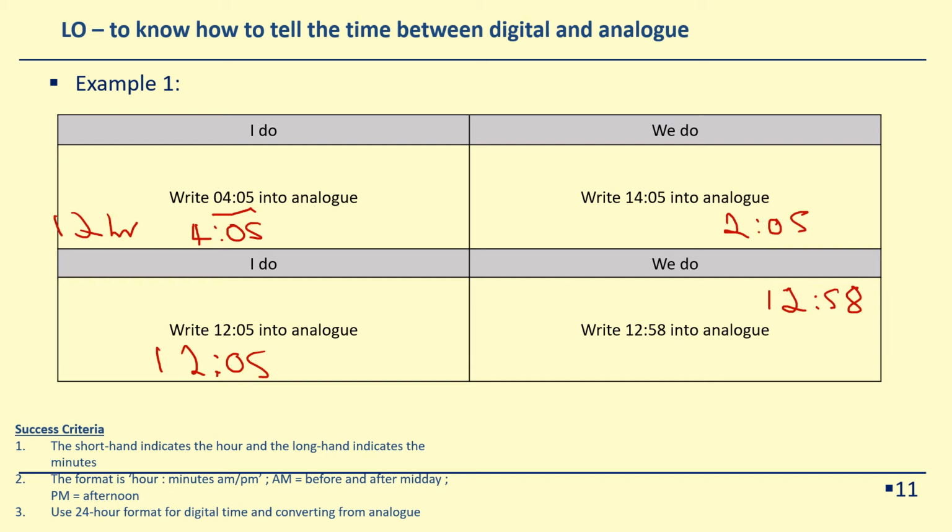Okay, so on the first redo, it gave you 24-hour digital time, and you had to change it back to 12-hour analog format. So it would have been 2:05. Well done if you got it right. If you got it wrong, you need to understand that you converted back into 12-hour from 24-hour format. The second redo stays the same.